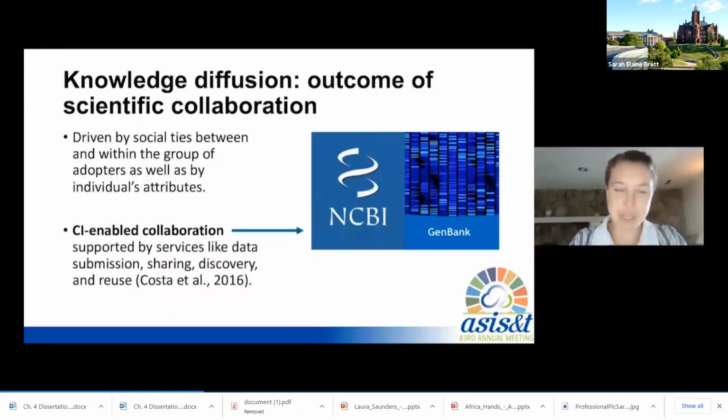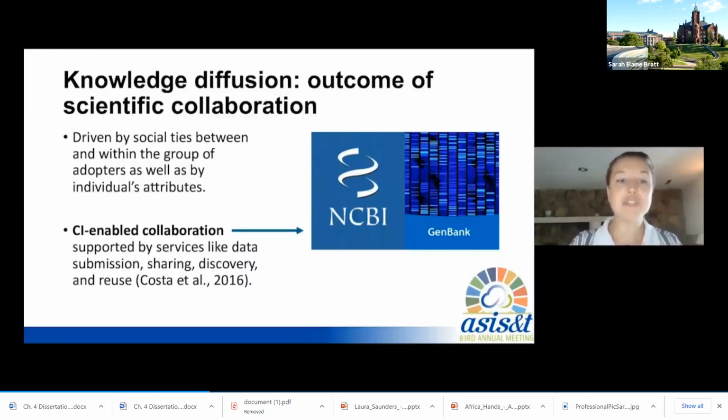As I mentioned in the beginning, our focus right here is knowledge diffusion. And we carefully conceptualize this as an outcome of scientific collaboration. Often knowledge diffusion is understood in innovation communities to be diffusion of innovation. Here we are trying to understand it as a social phenomenon that's really driven by those social ties, those connections you have to your colleagues, as well as with outside the group of immediate scientific collaborators. It can be impacted by a certain person's individual characteristics, as well as the network structure around them.